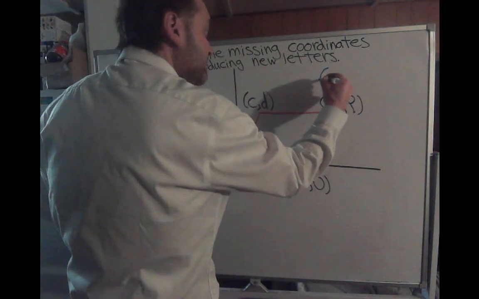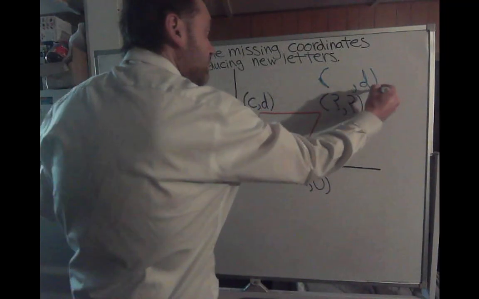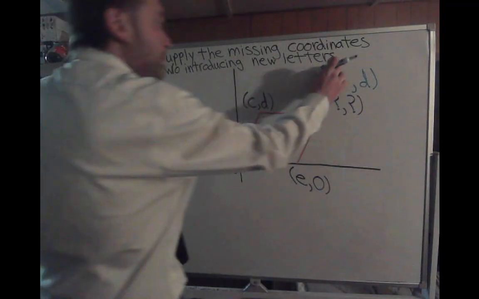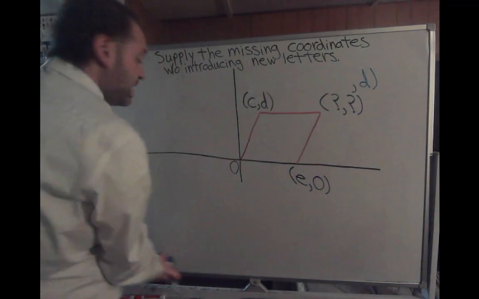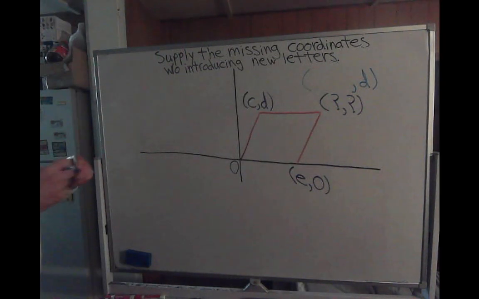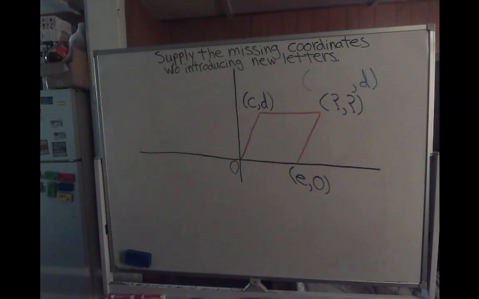So we can definitely ascertain that the y coordinate of this vertex would be D. Now, you're gonna see why I'm doing this here in a second. What about the x coordinate? Well, we know that opposite sides of a parallelogram are congruent.